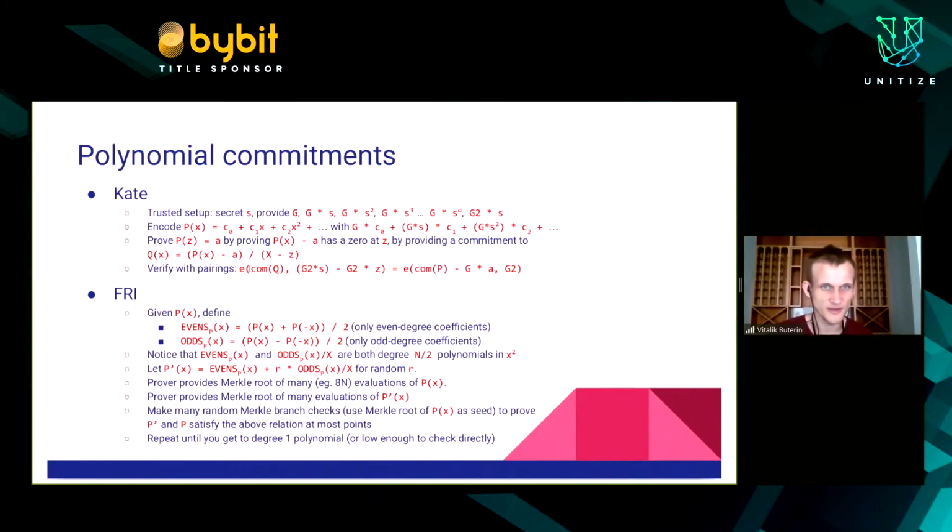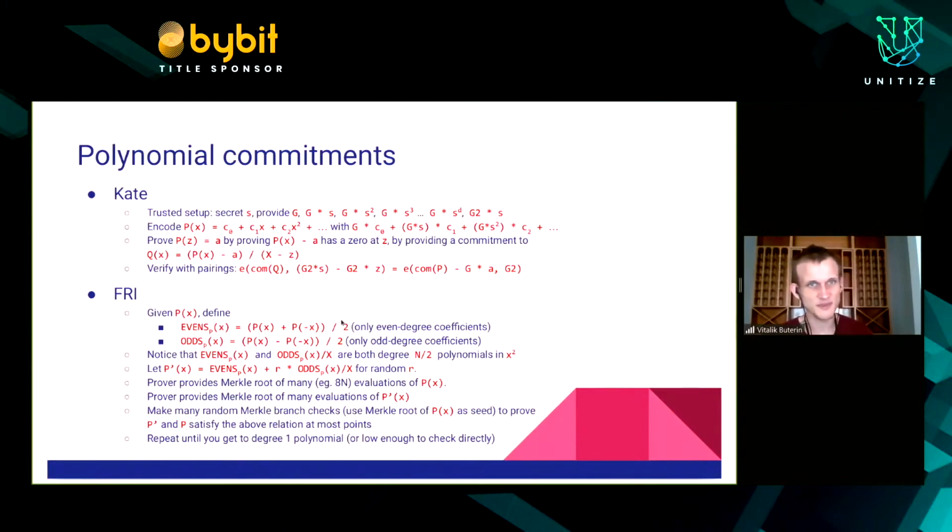So here what we're doing is taking Q, multiplying it by X minus Z, then adding A, and checking whether or not you get P back. Dankrad, one of our researchers, recently wrote an article that goes into this in more detail, with a lot of really interesting and great math. FRI is another alternative.